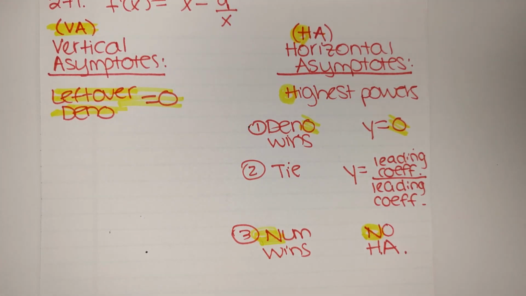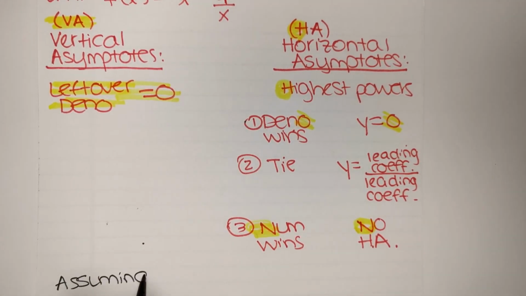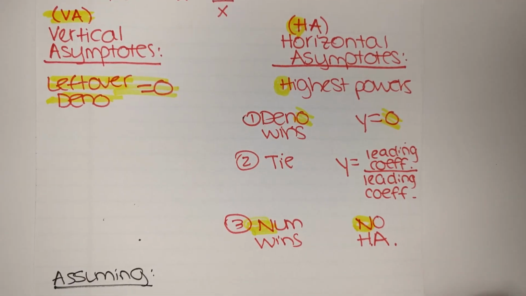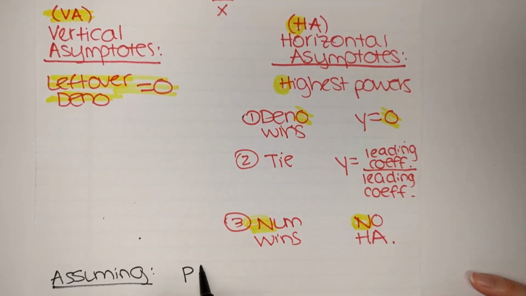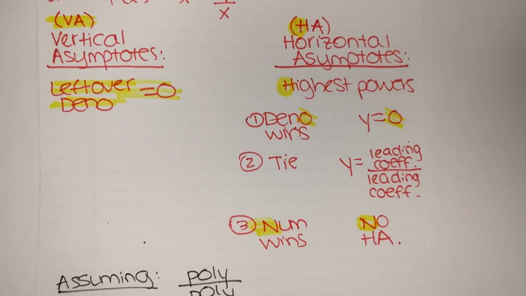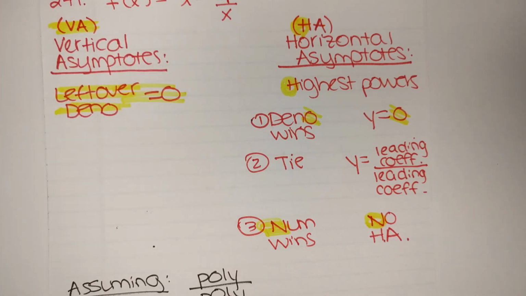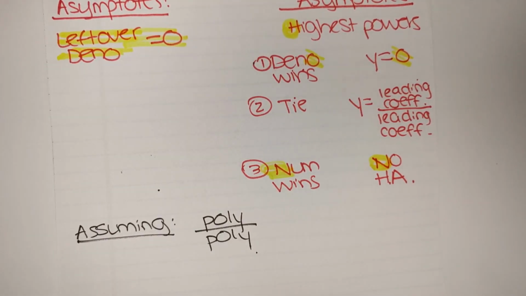Okay? All right, so the whole vertical and horizontal asymptotes, this is assuming that you have a rational function. And a rational function looks like one fraction. So it looks like a polynomial over a polynomial. So in order to use what we know about vertical and horizontal, we need to make sure that our function is a polynomial over a polynomial.